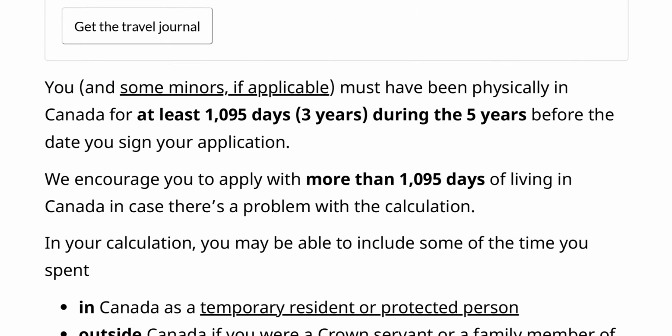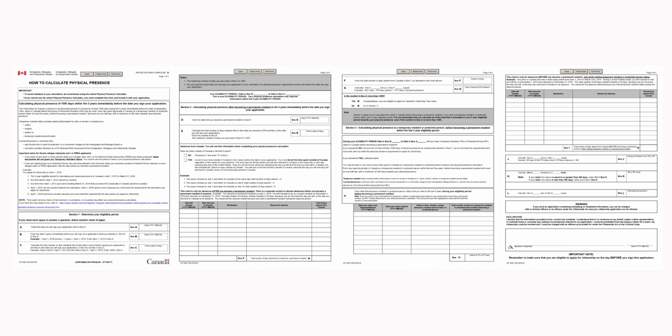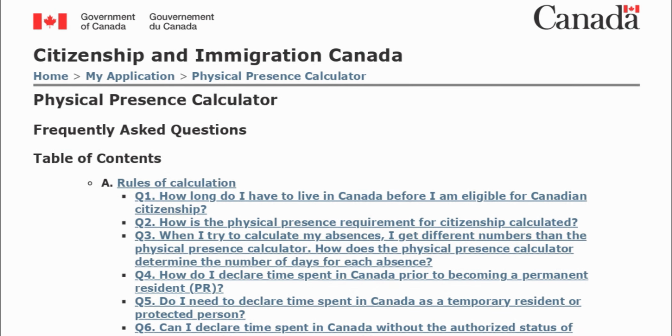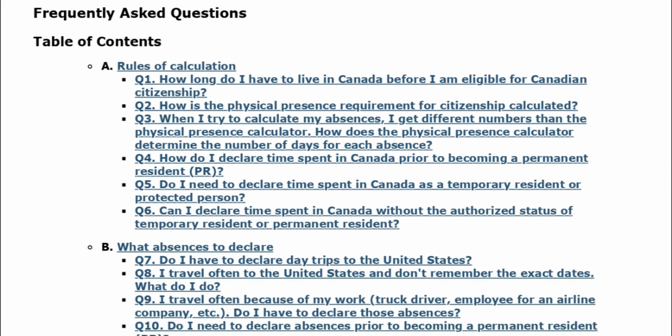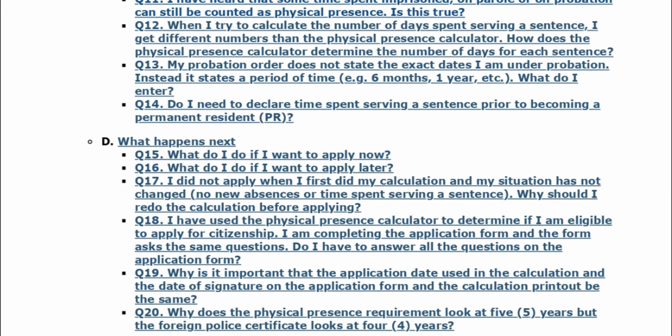Also, Citizenship and Immigration Canada encourage applicants to apply with more than 1,095 days of living in Canada, in case there is a problem with the calculation. So make sure to fulfill all the requirements and check them twice before submitting. That's all about physical presence calculation. If you fulfill the requirements and follow the procedure, very soon you'll get your citizenship.